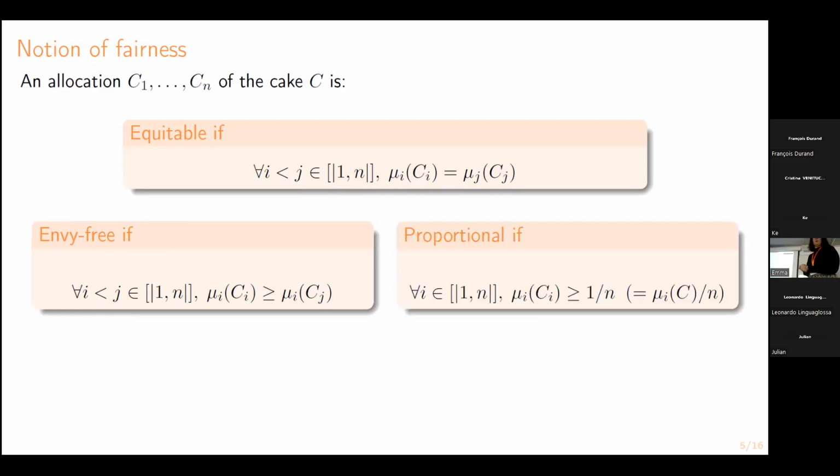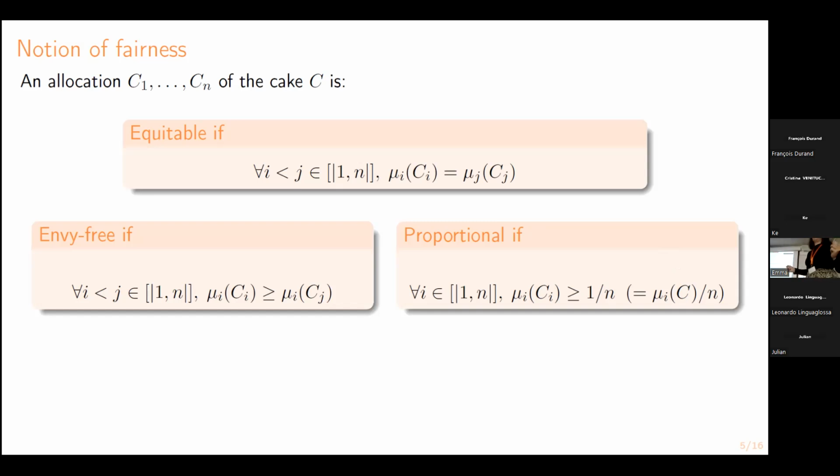There is another notion which is called proportional. This is a bit relaxed compared to envy-free. It's easier to get. It is just to say that every agent considers that the utility they have is greater than 1 over n, which is the average I would allocate to the piece of cake, because mu i of c is 1. So on average, they are happier than what they would have on average.